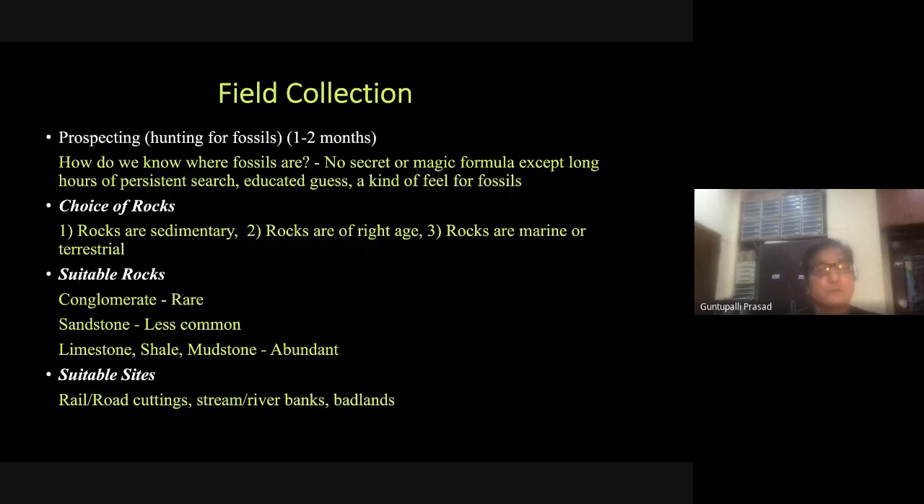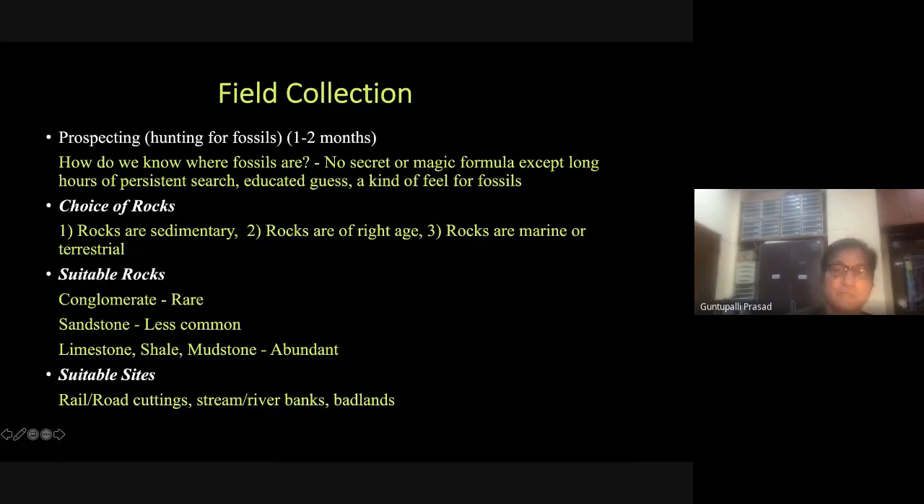trilobites. Similarly, if you're looking for elephant fossils, you should look in rocks which are Miocene in age, that is around 20 or even 30 million years, to the younger rocks. In those rocks only you can find mammals. So that is how you have to decide, when you go to the field, what kind of group you're planning to work on. And rocks are marine or terrestrial.